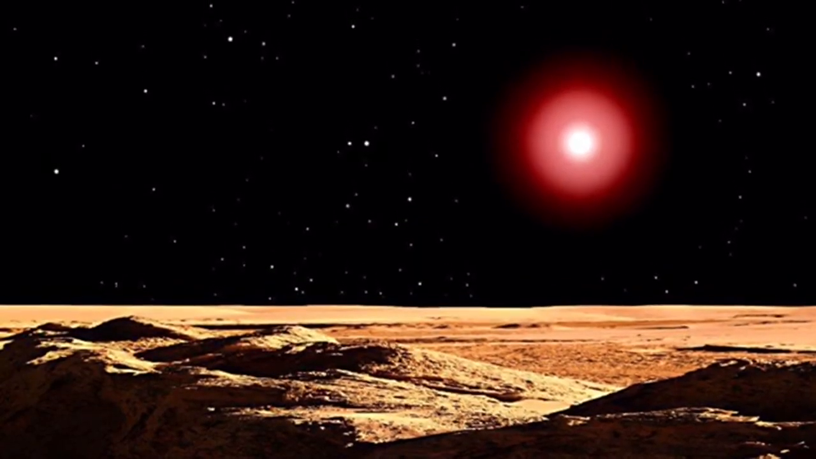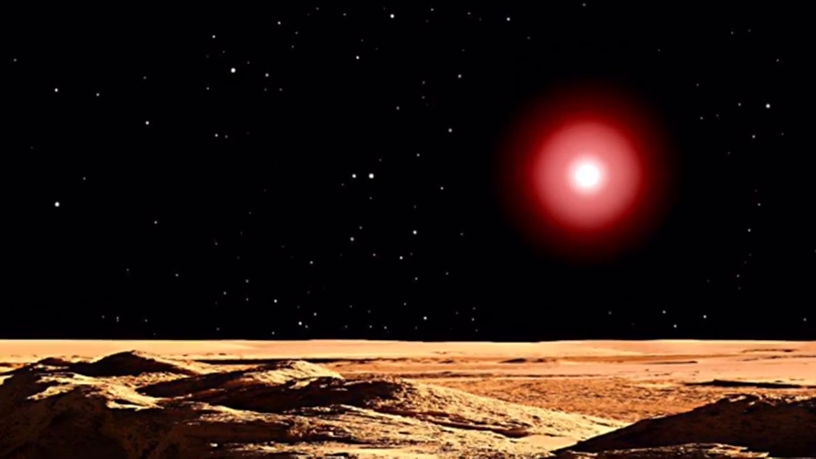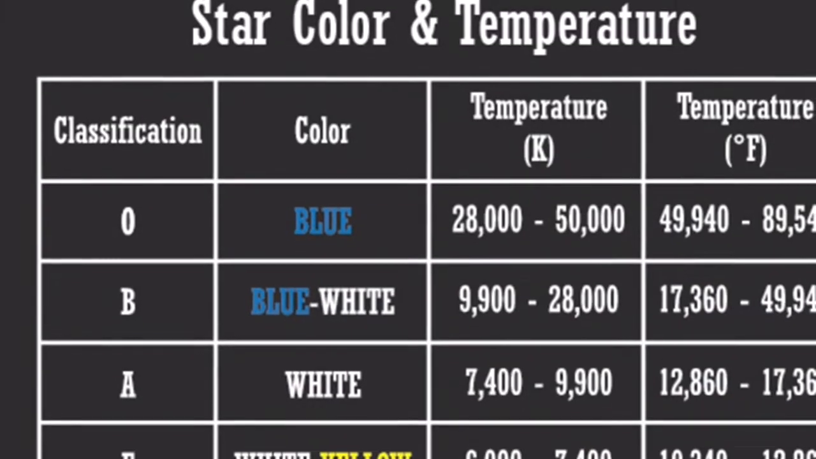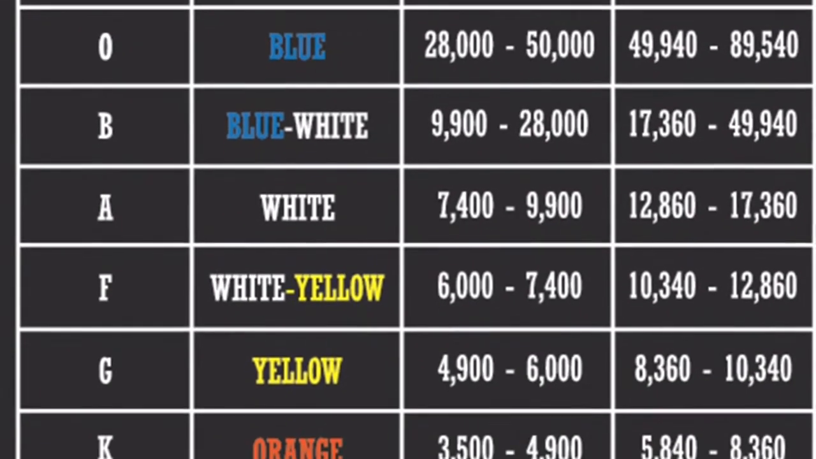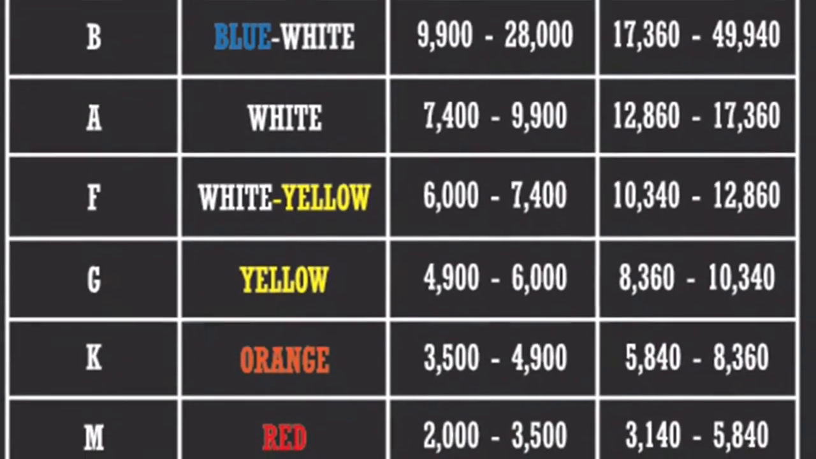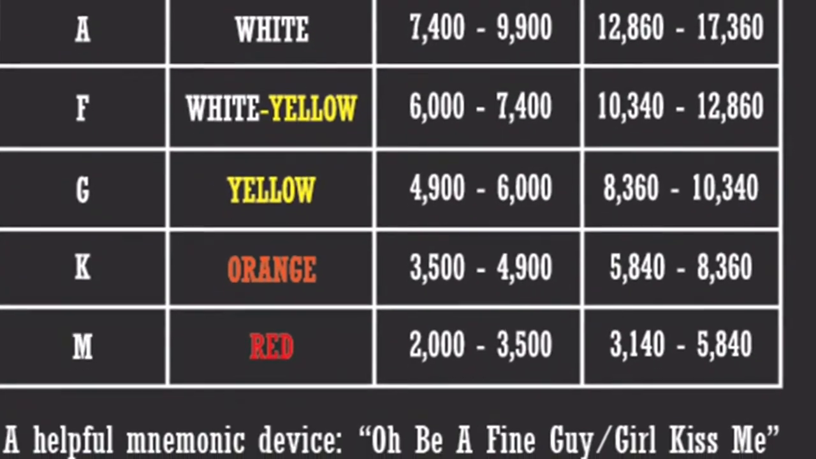As stated in the video, we can tell a lot about a star based on its color. Most people immediately assume that red stars are the hottest. This is false. Blue stars are actually the hottest, reaching 89,000 degrees Fahrenheit. This is very similar to how the blue parts of a flame are actually the hottest and the red parts the coolest.